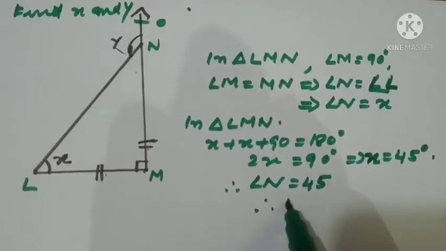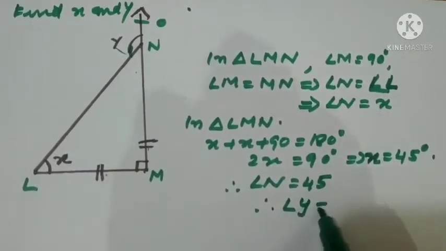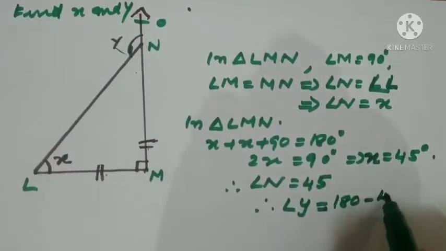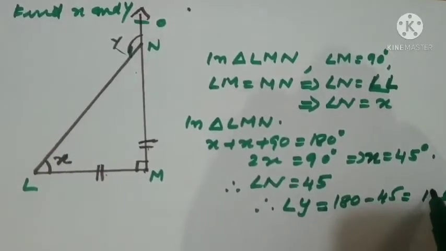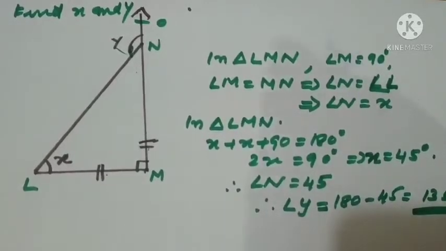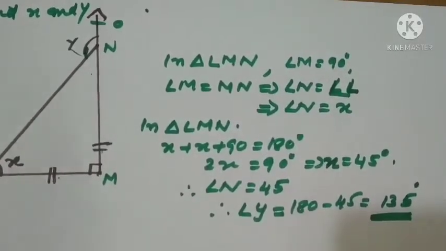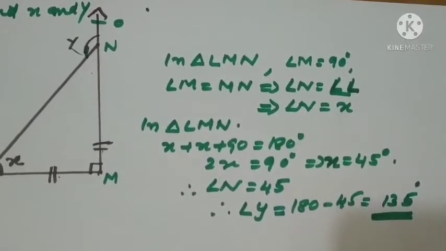Now what about angle y? 180 minus 45. So 180 minus 45 equal to 135.